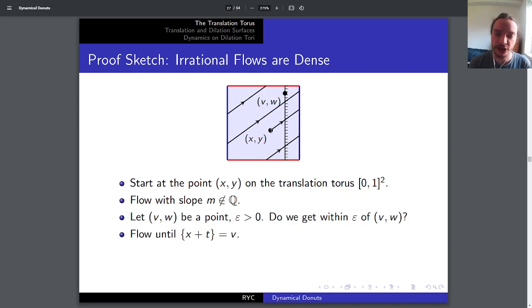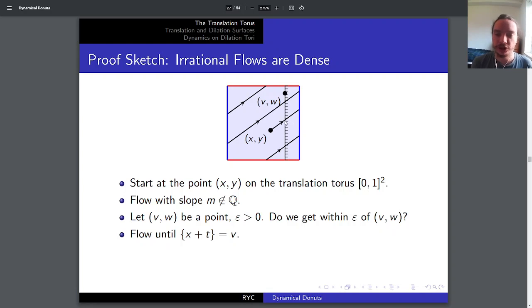So, we're flowing for time t until x plus t is equal to v. So what does this mean? It means that we end up on the vertical line going through VW. So this vertical line going through VW, well, now we've matched up the v coordinate and the x coordinate, okay? So we've matched up those two coordinates, and that's good, because now if we can match up the y coordinate with the w coordinate, or if we can at least get them close, then we'll have gotten close to VW, right?